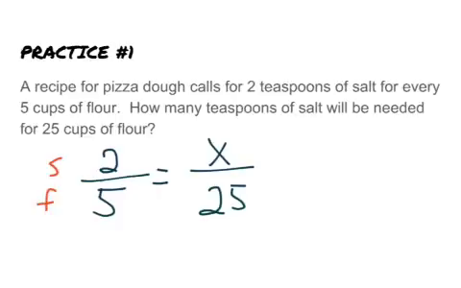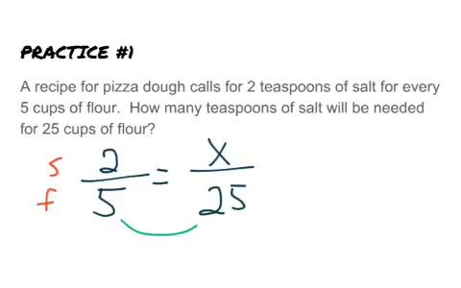And remember, we have a couple strategies. We can look within the ratio. And in this one, there's not really a relationship between 2 and 5. We can't multiply 2 times anything to get 5, or not by a whole number, or divide. So we're not going to use that relationship. But let's look between the ratios.